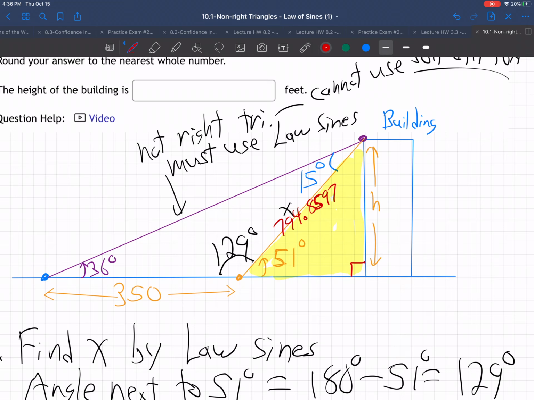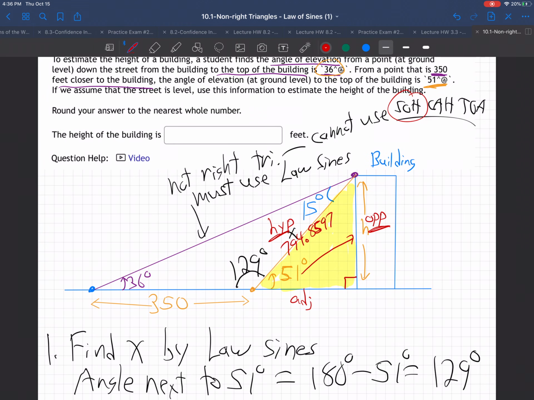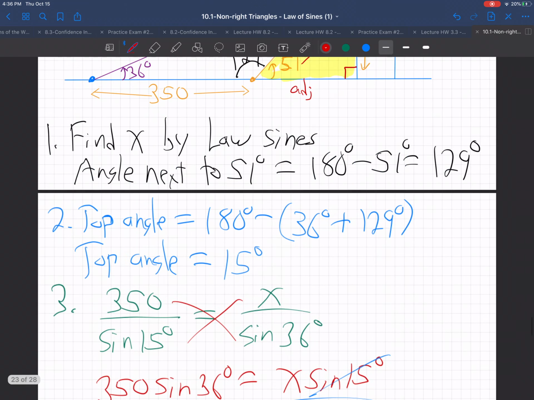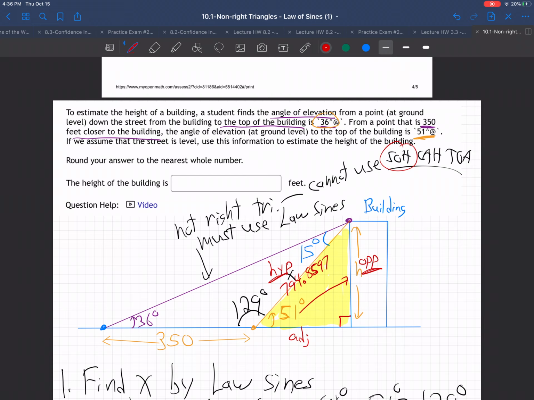And so now I can use SOHCAHTOA. This angle here is 51 degrees. This side is the opposite, this is the adjacent, and this side over here is the hypotenuse in the right triangle. So I want to use opposite and hypotenuse. What's that? That's sine. Right? Do you see that? So I'll finish it up. Maybe I'd rather do it where you can see it. So let me do it right here, step number 4. So the sine of 51 degrees is going to be the opposite, h, over the hypotenuse.